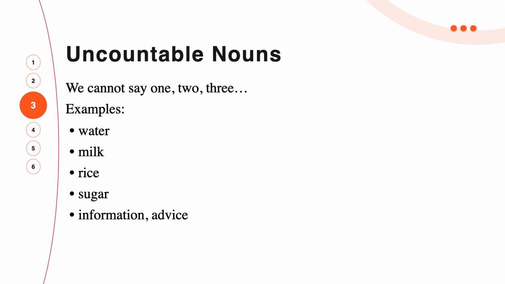Sugar and information or advice. Sugar cannot be counted because it is the same as rice. Information and advice cannot be counted because there are many over there and it is a feeling. It cannot be counted because it's a feeling. Now they usually have only one form, not a plural form. Only one. Let's move on to another one.